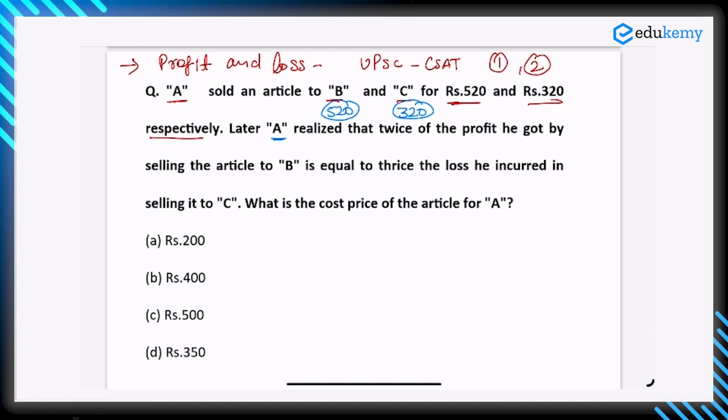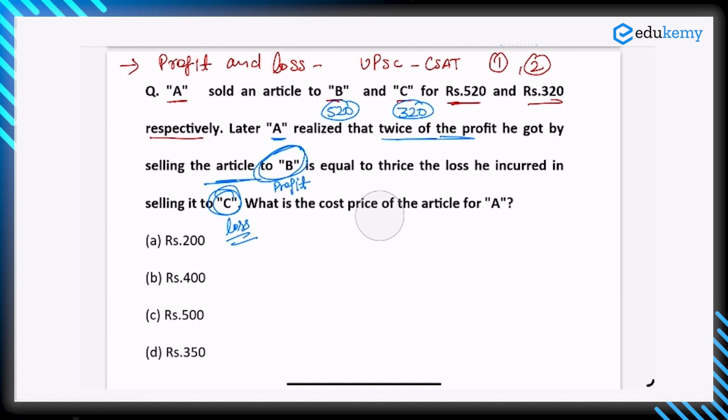Later A realized that twice the profit he got by selling the article to B is equal to thrice the loss he incurred in selling to C. Meaning, when he sold the article to B, he made a profit out of it. When he sold the article to C, he made a loss. When he sold the article to B, he made a profit. When he sold the article to C, he made a loss.